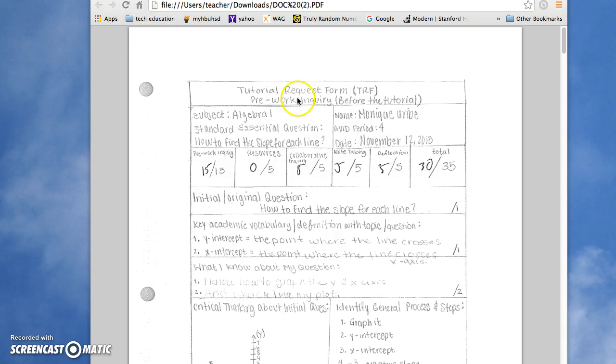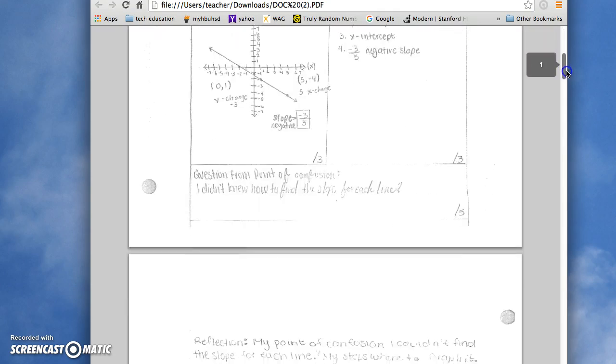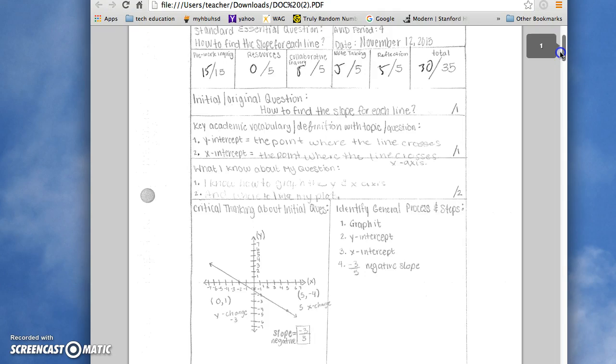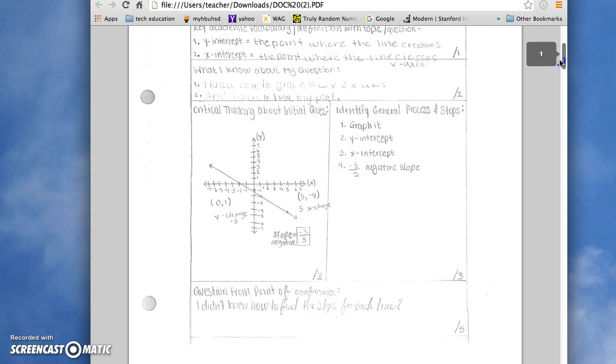So the first form we're going to look at is Monique's. And Monique got, based on the scores, a perfect score on her reflection. So I should expect to see all 3 steps in that reflection. So let's scroll down and see what her reflection looks like and talk about the grading of it. All right. So Monique put down, my point of confusion, I could not find the slope for each line. My steps were to graph it and find the y-intercept and x-intercept, and my answer was -3/5.